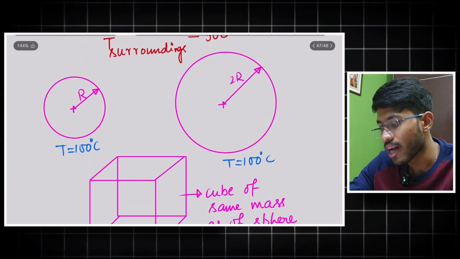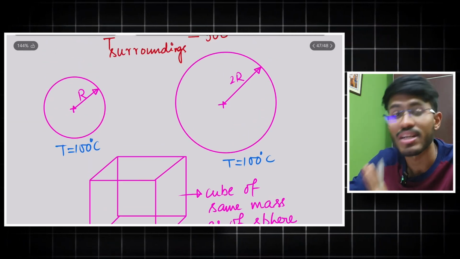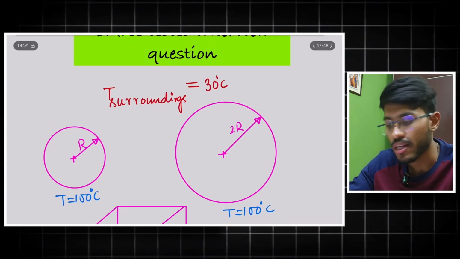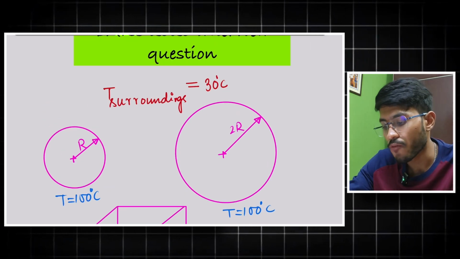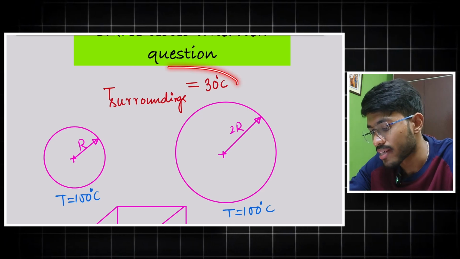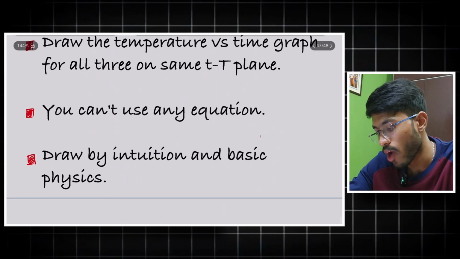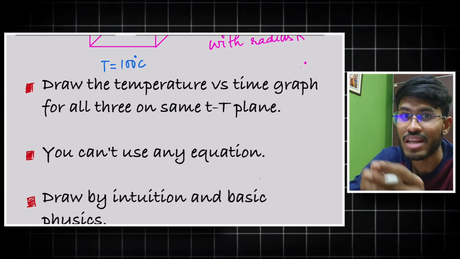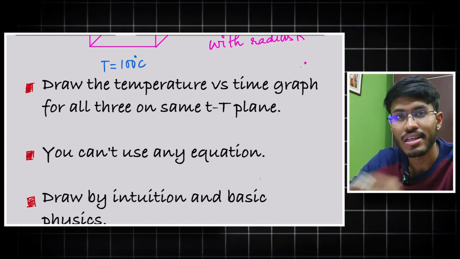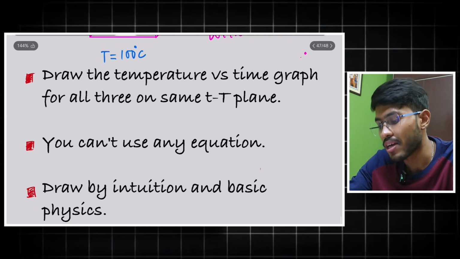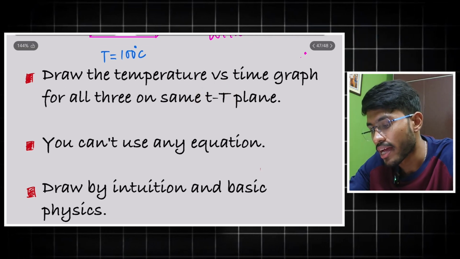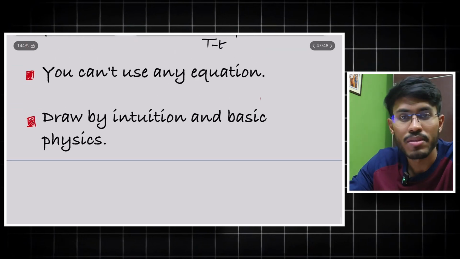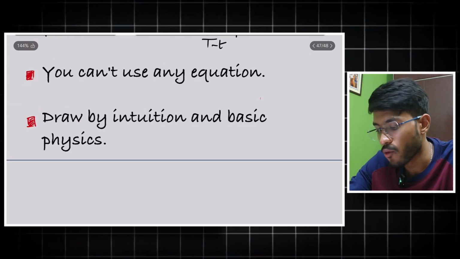All of these have the same initial temperature of 100 degrees Celsius, and they are kept in the same surrounding of air at 30 degrees Celsius. Now you have to draw the temperature versus time graph for all 3 in the same T-t plane, capital T, small t. Small t will be the x-axis and capital T will be the y-axis.